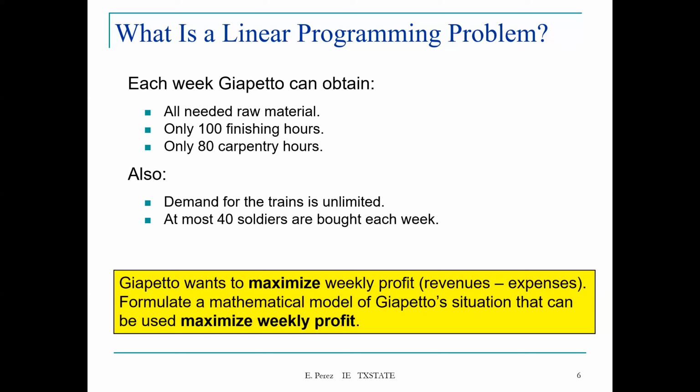Also, in terms of the demand, the demand for the trains is unlimited. So we can sell as many as we build. However, for the soldiers, at most 40 soldiers are bought each week. So if we plan for the next week, we don't want to produce more than 40 soldiers because those are not gonna sell. So our goal or our problem is to maximize the weekly profit, which is the difference between revenues and expenses. That's what we want to answer. We want to find out how many products of each type we should produce this week so we maximize our profit given the information that we just discussed.